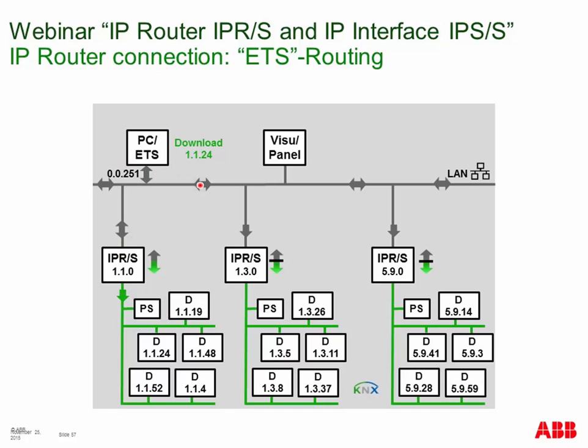Additionally, the telegram goes to this other IP router. It checks the multicast address, says yes, this is the correct KNX multicast address, but the topology address is not correct, and then it blocks the download. And so on. The telegram goes to this IP router, goes to this network. So we have this download, when we use the routing connection, in our complete IP network.